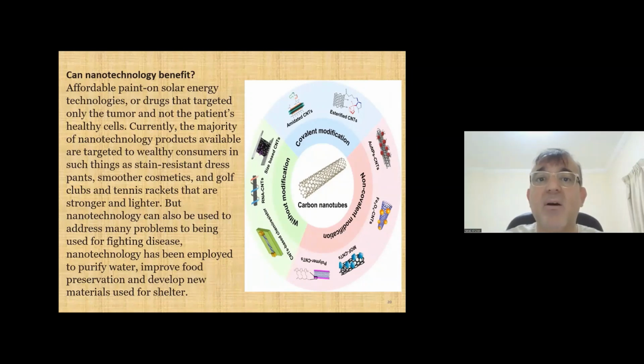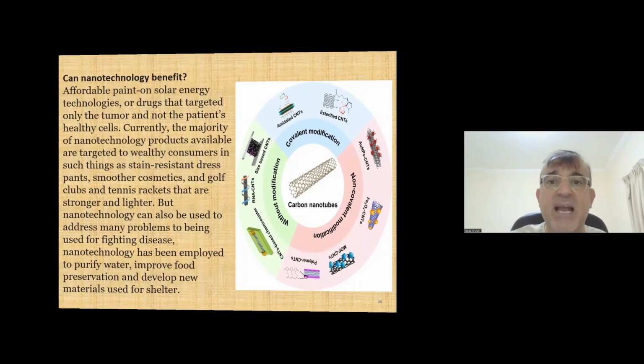Further question: can nanotechnology benefit everyone? Yes. Affordable paint for solar energy technologies, or drugs that target only the tumor and not the patient's healthy cells. Currently, the majority of nanotechnology products available are targeted to wealthy consumers, such as stain-resistant dress pants, cosmetics, golf clubs, and tennis rackets that are stronger and lighter. But nanotechnology can also be used to address many problems, including fighting disease. Nanotechnology has been employed to purify water, improve food preservation, and develop new materials used for shelter.